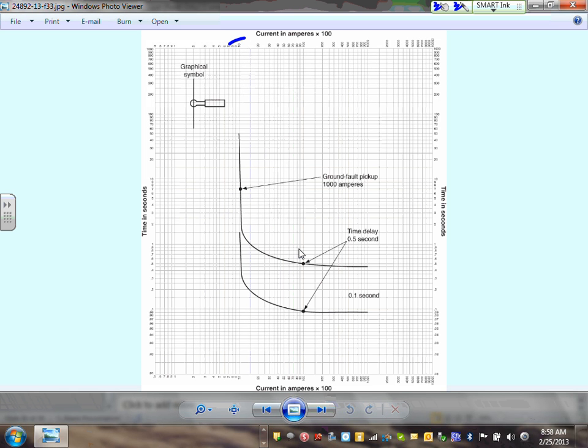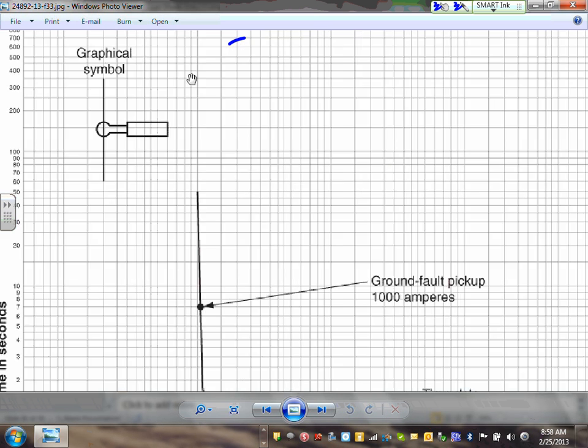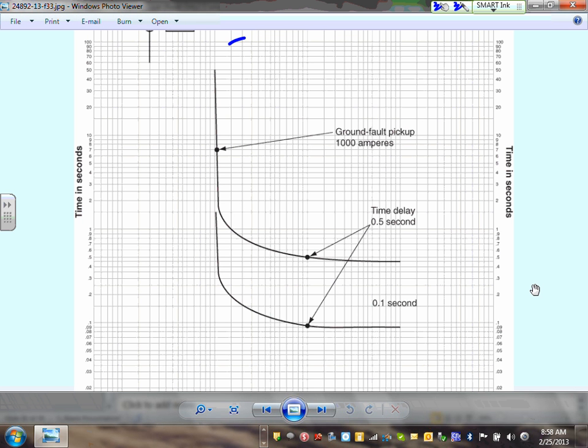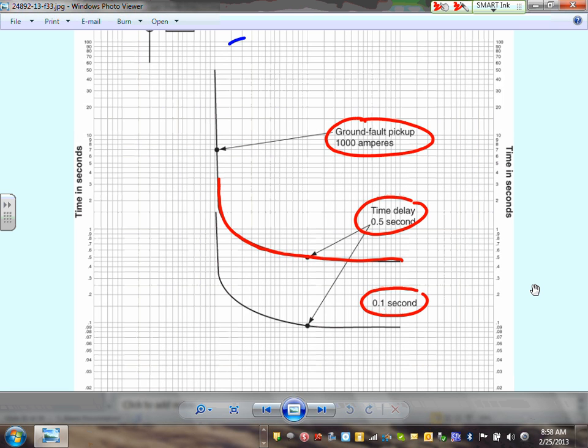Okay, we have ground faults. Here's a ground fault, guys, the symbol of a ground fault. This ground fault, you can set it up at a delay of 0.0 seconds or 0.1 of a second. Can you guys see how we delay it? It's set at 1,000 amp with a delay of either 0.1 of a second or 0.5 of a second. Anybody know why we delay the ground fault? To coordinate them. To coordinate them, you need to be able to delay them.